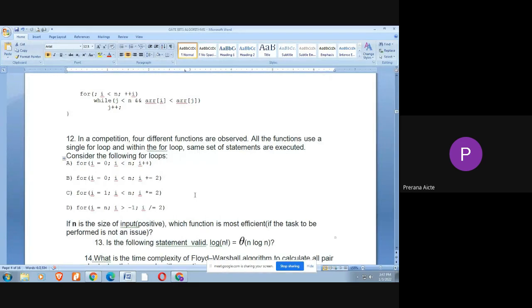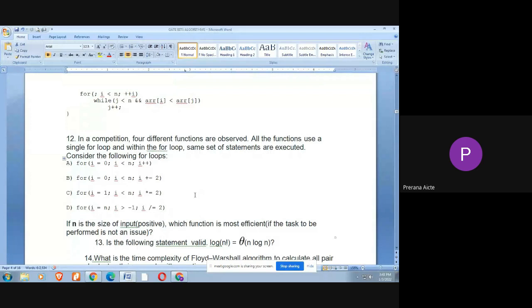Coming to the first for loop, i is incremented by 1, in the second it is incremented by 2, in the third for loop it is multiplied by 2, and in the fourth it is i equal to i by 2. The time complexity of the first for loop is order of n, as every time it is incremented by 1. The time complexity of the second for loop is order of n by 2, which is asymptotically order of n.